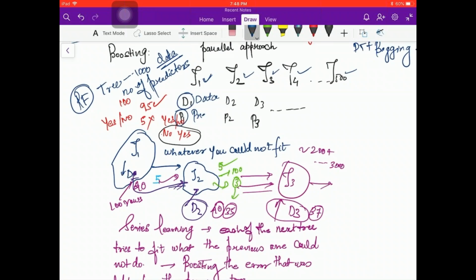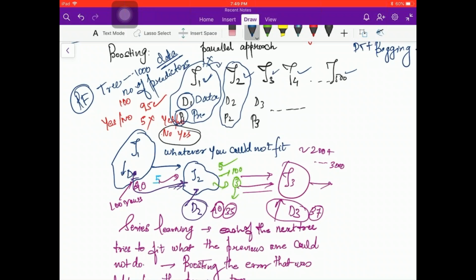You do whatever you can. Okay. You do whatever you can with this set. I'll take D2 and P2 with me, but just pass me whatever you could not fit. I mean, let's say you give A a data set. He says, sir, according to my business knowledge, I have worked on this data. I could do this much.